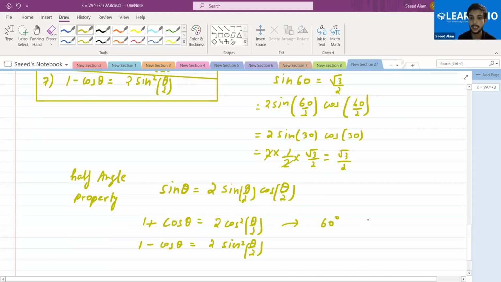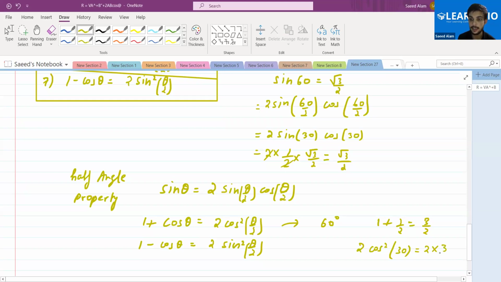If you put 60 degree instead of theta, what will you get in the LHS? 1 plus, what will be the cos 60 here? 1 by 2. So that will be 3 by 2. Yes or no? Yes. And if you do it on the RHS, what will you get? 2 times cos square of 60 by 2, that is 30. So 2 into what is cos 30? Root 3 by 2.